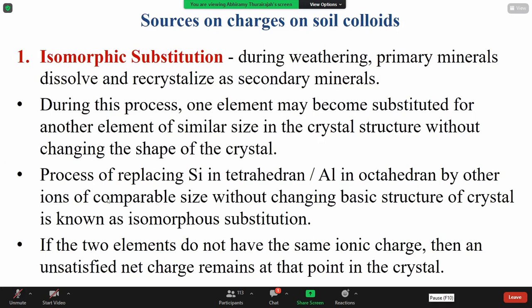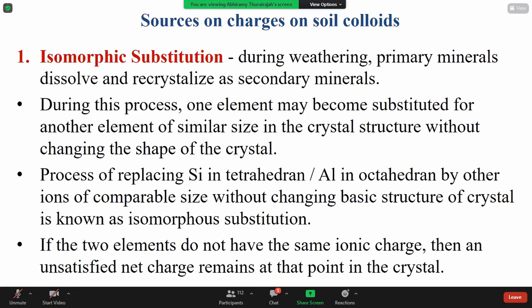So, the isomorphic substitution more technically: the process of replacing silicon in the tetrahedral or the aluminum in the octahedral by other ions of comparable size, more or less equal size, without changing the basic structure of the crystal is known as the isomorphic substitution, right? The definition is important. Important terms: comparable size and without changing the basic structure of the crystals. That is the isomorphic substitution.